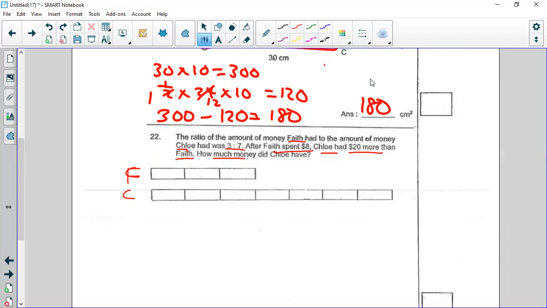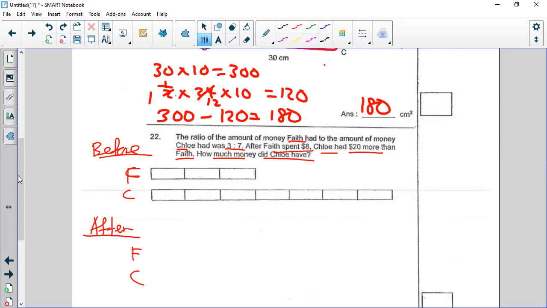So how much money did Chloe have? Now, this is a before and after problem. The method is the before and after model. So you have a before model and there's an after model. You can have 2 separate models or you can join them together. So Mr. is going to separate them so that it's easier for you to see.